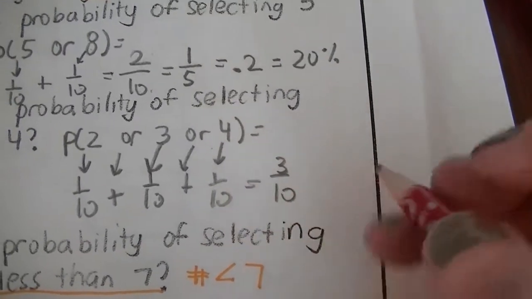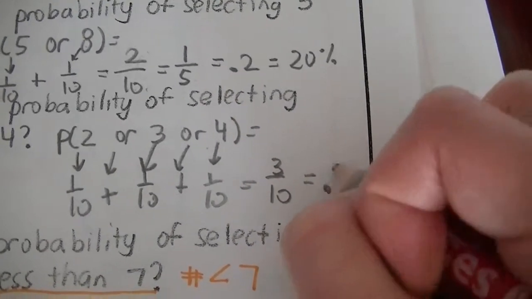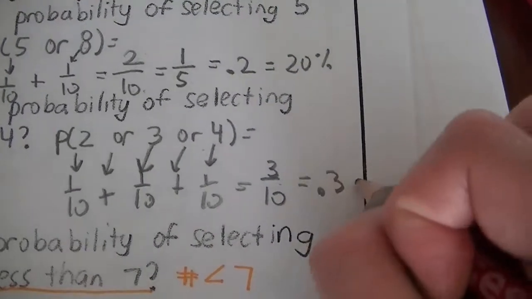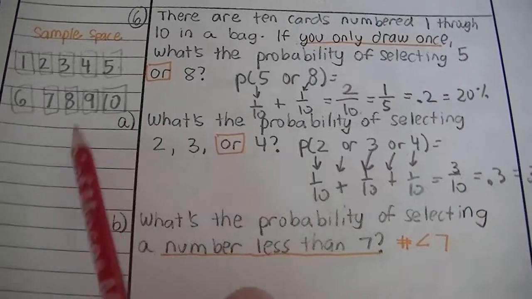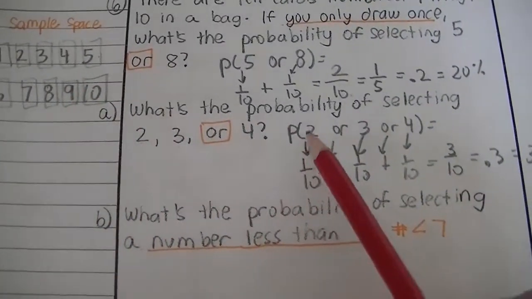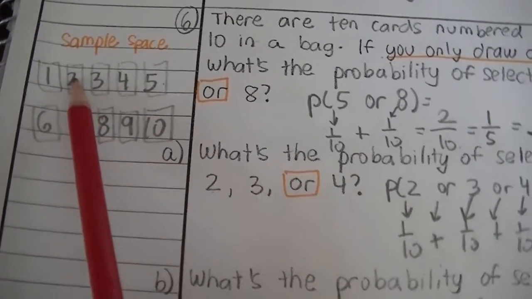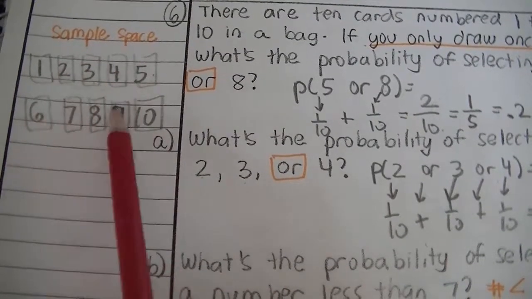So I'm going to go ahead and turn that into a decimal. 3 divided by 10 is 0.3. Look, 3/10, 0.3, you know they're equal. And that would be a 30% chance of selecting a 2 or a 3 or a 4. If you didn't want to do all this work, you just count them. Well, there's a 2 right there, a 3, and a 4. There's 3 of them out of the 10 possibilities, okay?